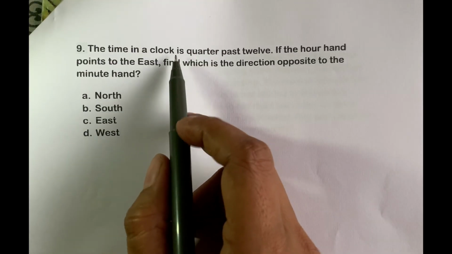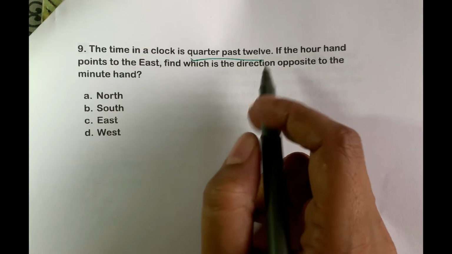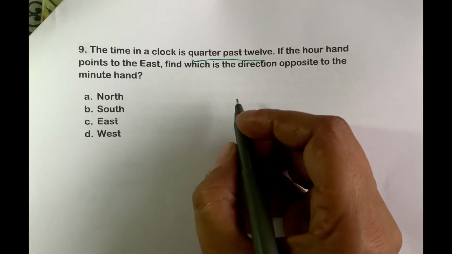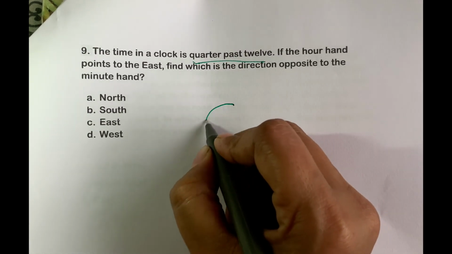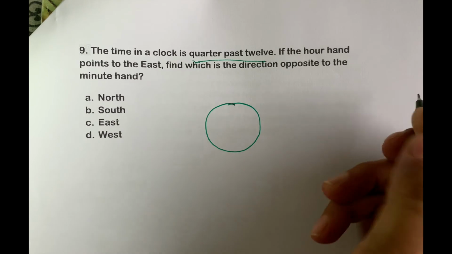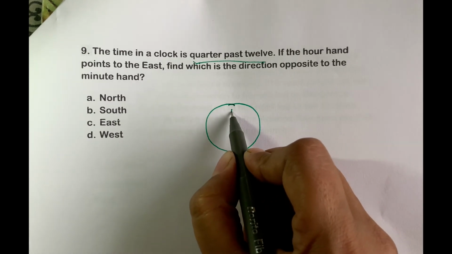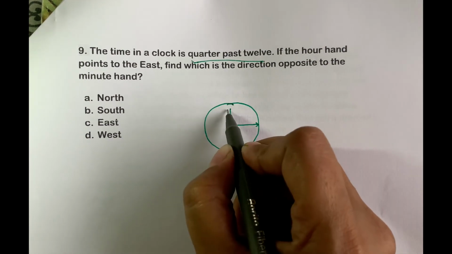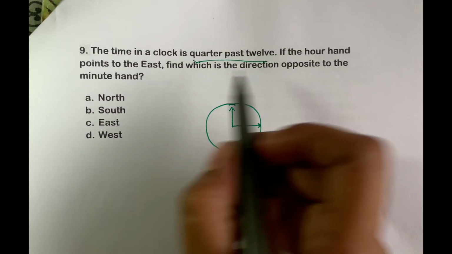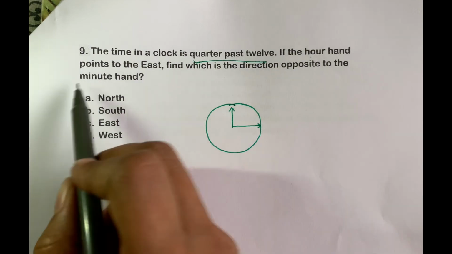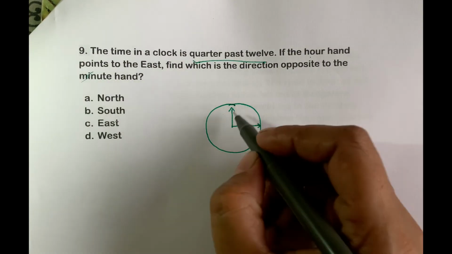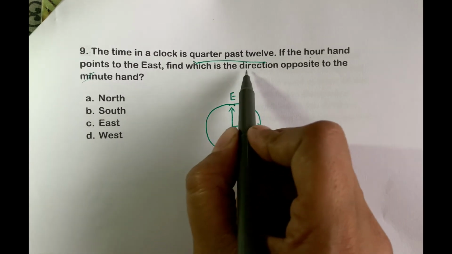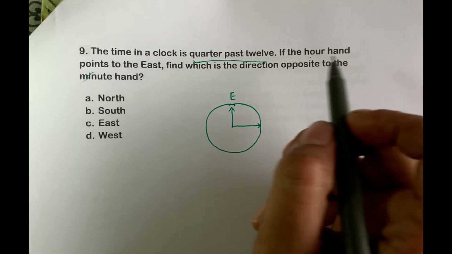The time in a clock is 12:15. Okay, 12:15. So now this is the clock, and how do you write 12:15? This is the hour hand and this is the minute hand. Now, the next sentence is, if the hour hand points to the east, then which direction is opposite to the minute hand?